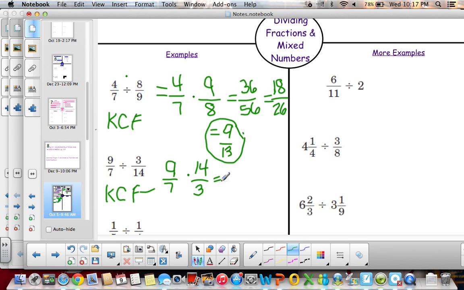So we have 9 times 14, which equals 126. 7 times 3, which equals 21. And then I think in my head, and I know that 21 can be divisible by 7 and by 3. So I'm going to check to see if 126 can be divided by either one. And 126 can be divided by 7. So we're going to start with that.